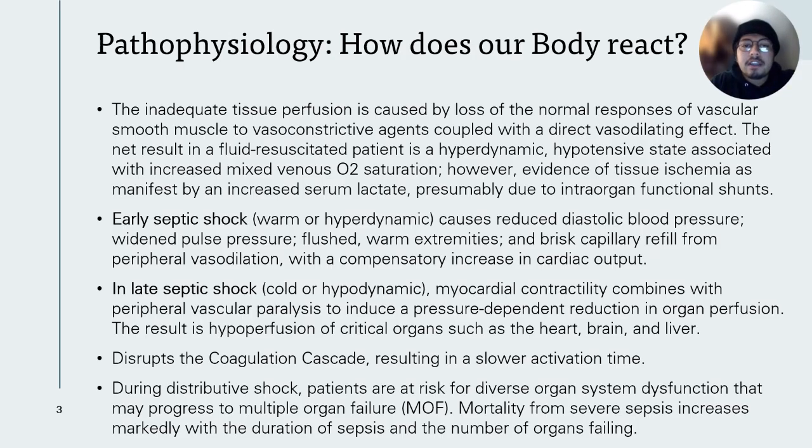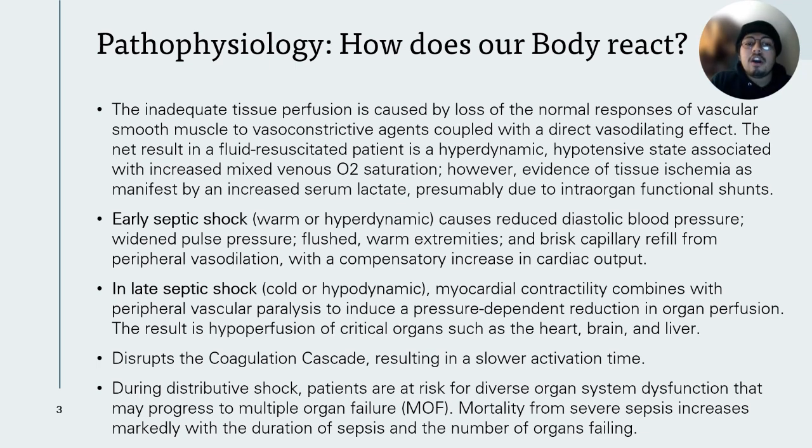So the pathophysiology of the type of shock that we're discussing today is how does our body react. We want to first note that the inadequate tissue perfusion is caused by the loss of the normal responses of vascular smooth muscle to vasoconstrictive agents coupled with a direct vasodilating effect. Thus, the fluid resuscitated patient is in a hyperdynamic, hypotensive state associated with increased mixed venous O2 saturation. However, the tissue ischemia is manifested by an increased serum lactate.